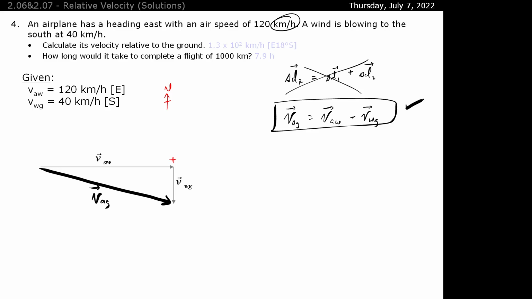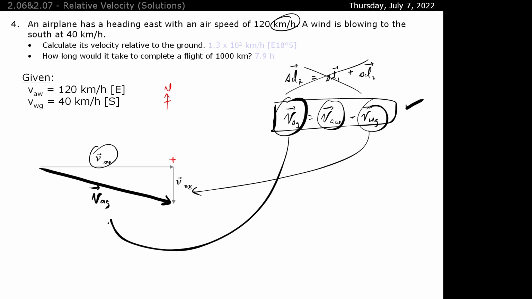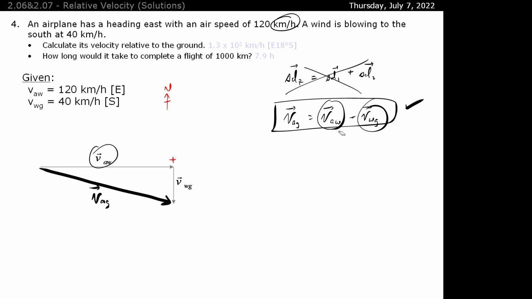And you can see we're following the correct format. AW is the first vector, WG is the second vector, and we're trying to look for the resultant vector. In this case, our resultant vector is our relative velocity. So we have everything all set up nicely.